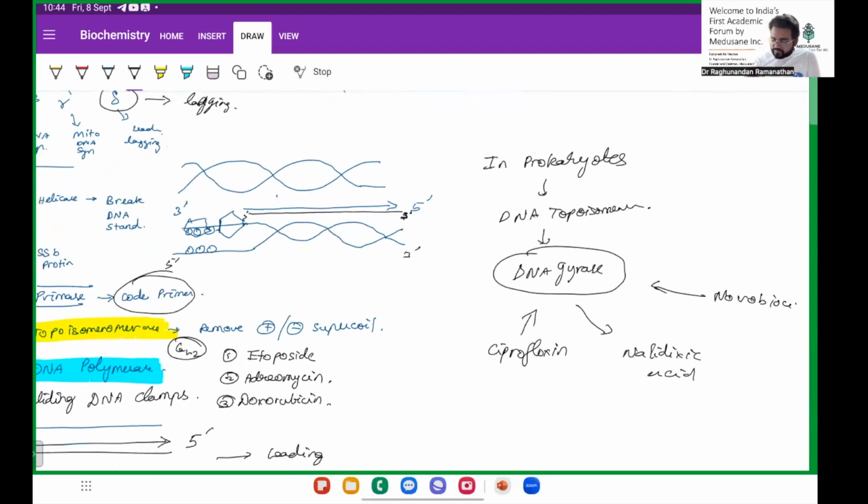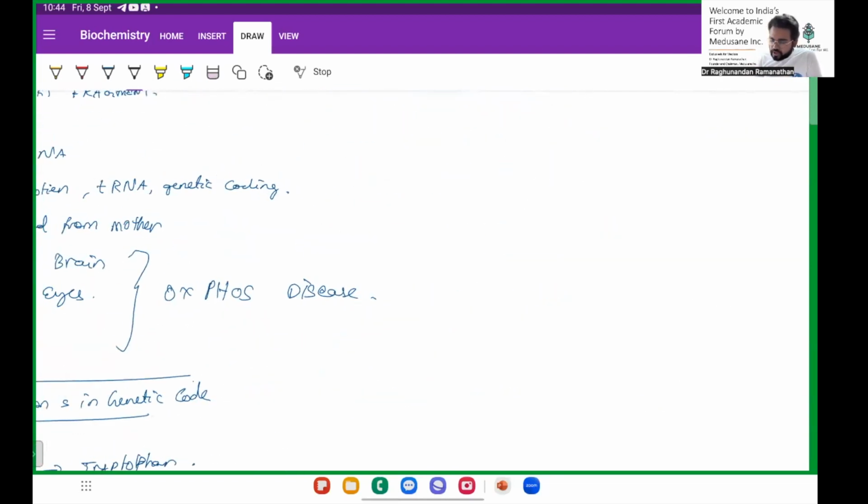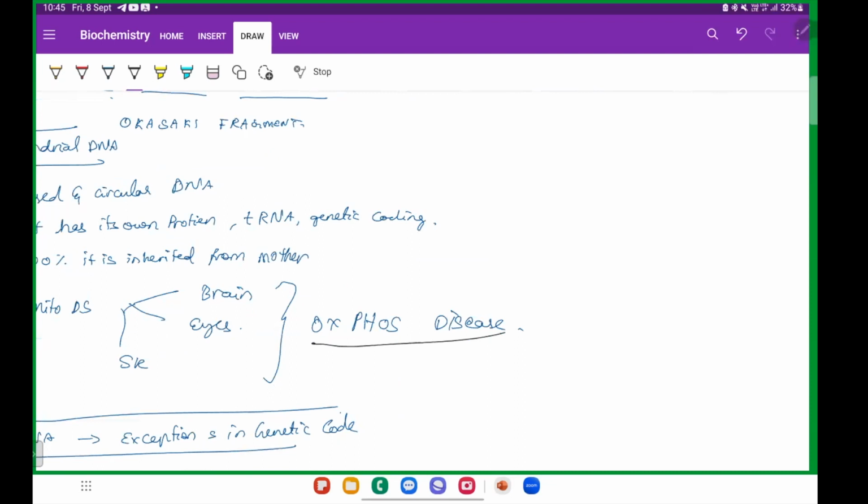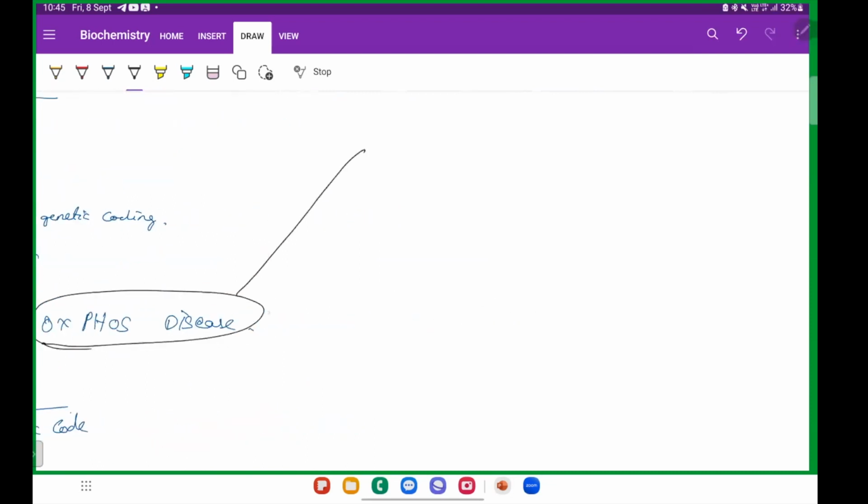Now, another application of this DNA replication which you have to know is, I talked about the mitochondrial DNA replication, isn't it? So this mitochondrial DNA is very important, that a problem in the mitochondrial DNA replication can actually lead to certain syndromes that are called your Oxford's disease. So what are the three different Oxford's disease? Number one, Leber's hereditary neuropathy. Okay, Leber's hereditary neuropathy. So that is the one which you have to remember.